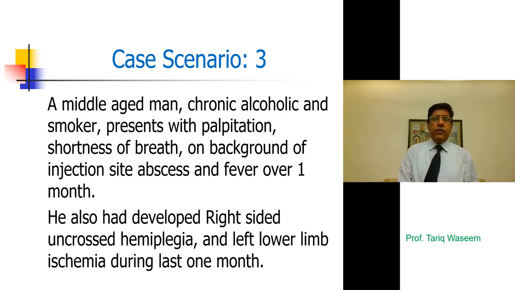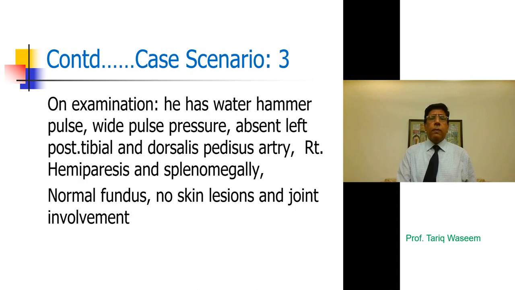During the course of this illness, he developed right-sided weakness, which was on examination found to be uncrossed hemiplegia. There was also a gangrene formation of the left lower foot or toes, and that has also developed in the last 1 month or so.